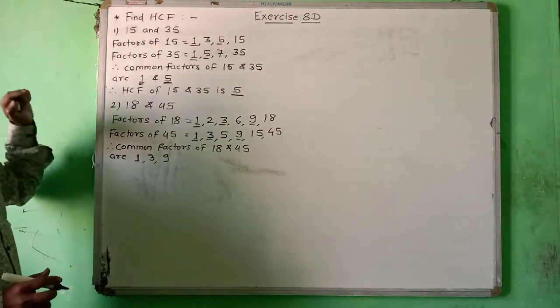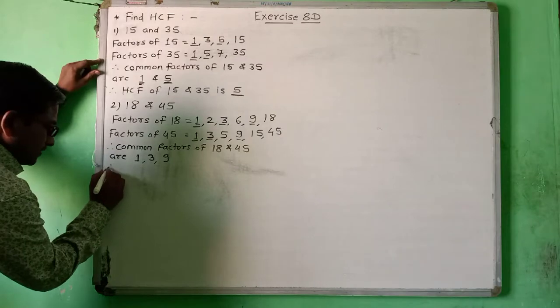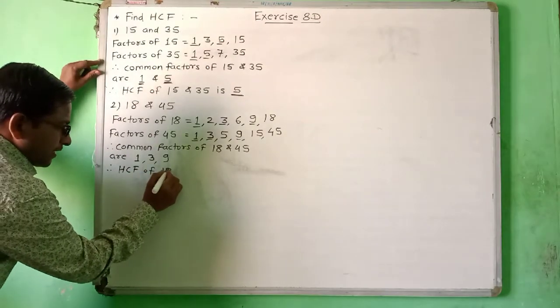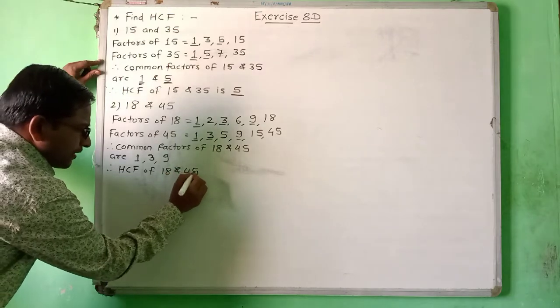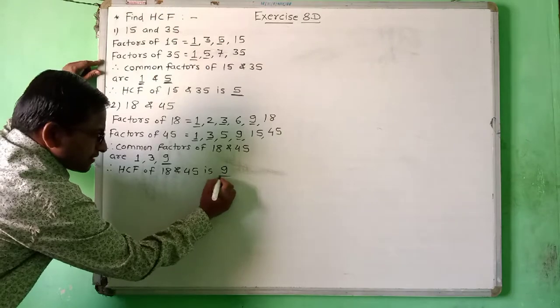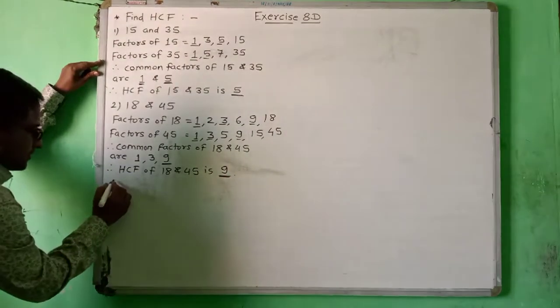But you want the highest common factor. So write here, therefore the highest common factor of 18 and 45 is 9. Next, the third one.